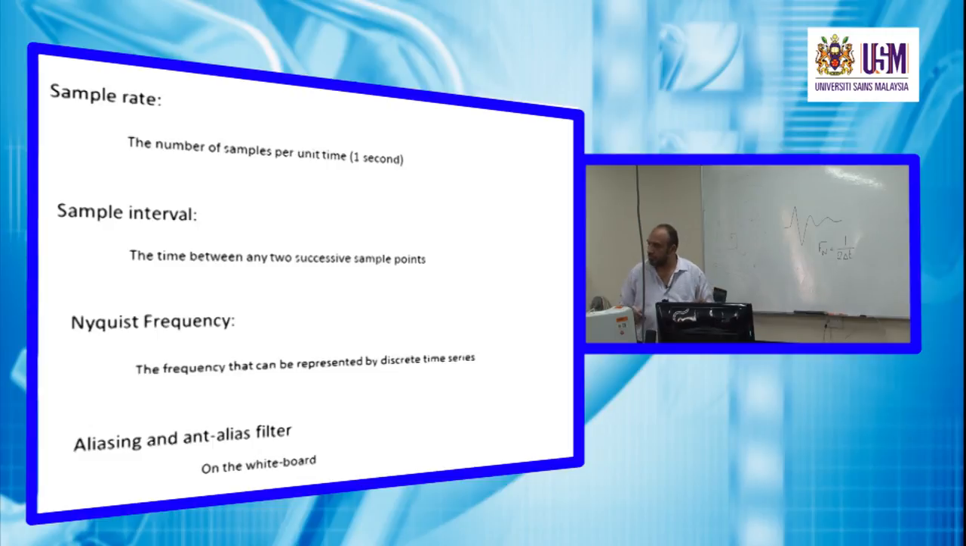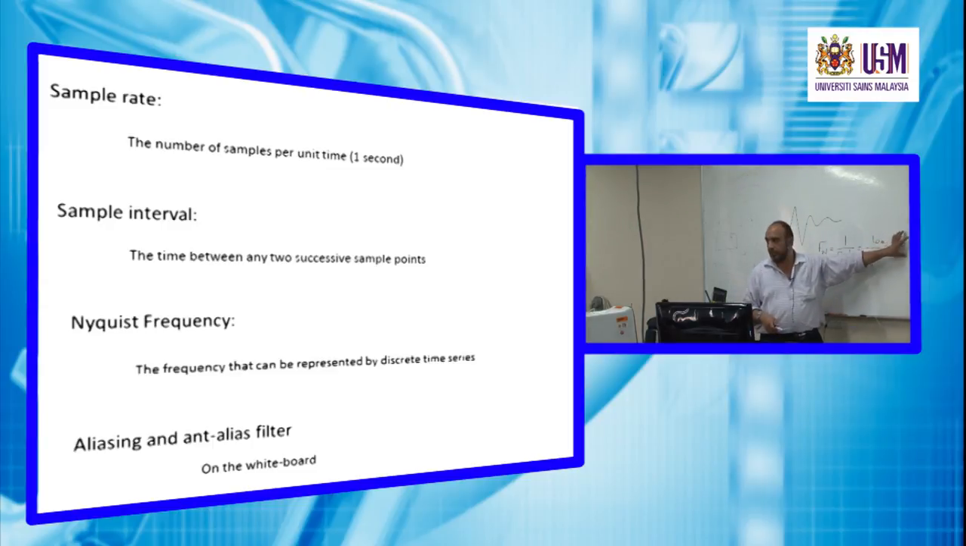So in digitizing the signal, I have to keep in mind that if I'm using, for example, 100 samples per second, the interval becomes 0.01 second. Thus it's one over two times that, it's 100 divided by 2, which means the maximum frequency that can be represented by our signal, the Nyquist frequency here, is 50 hertz.